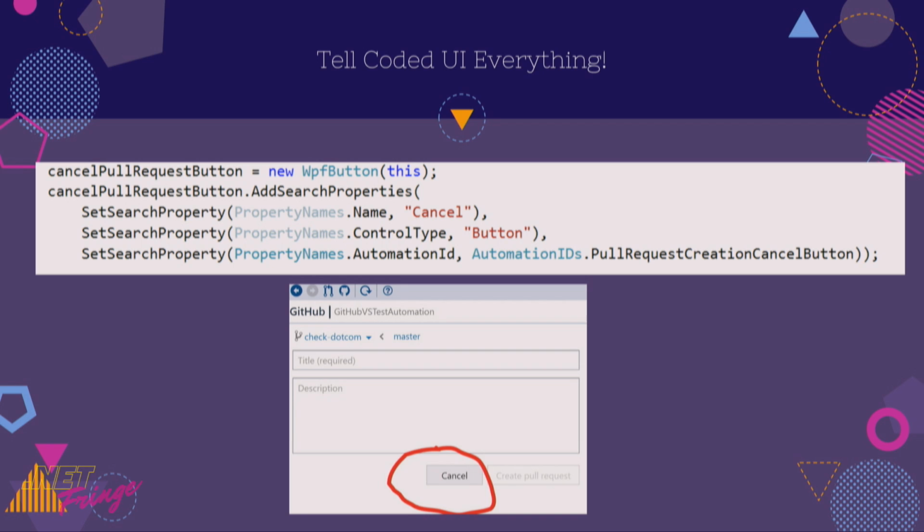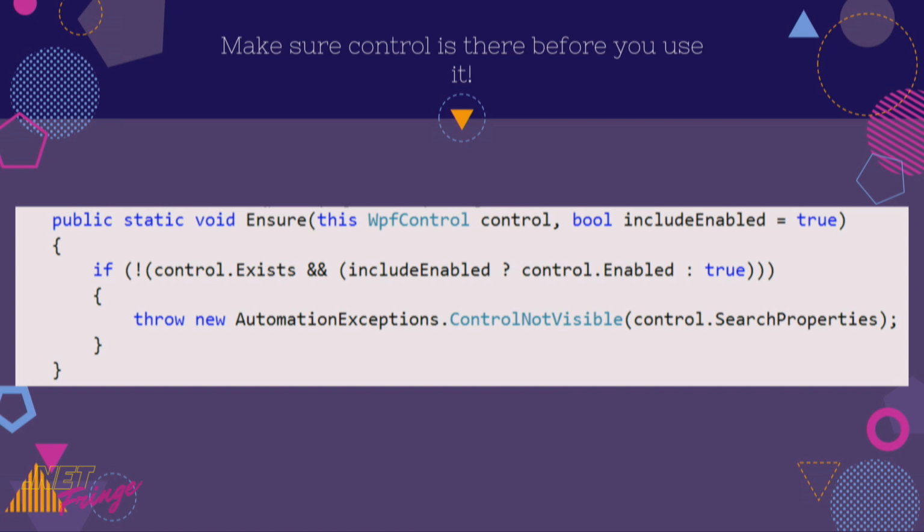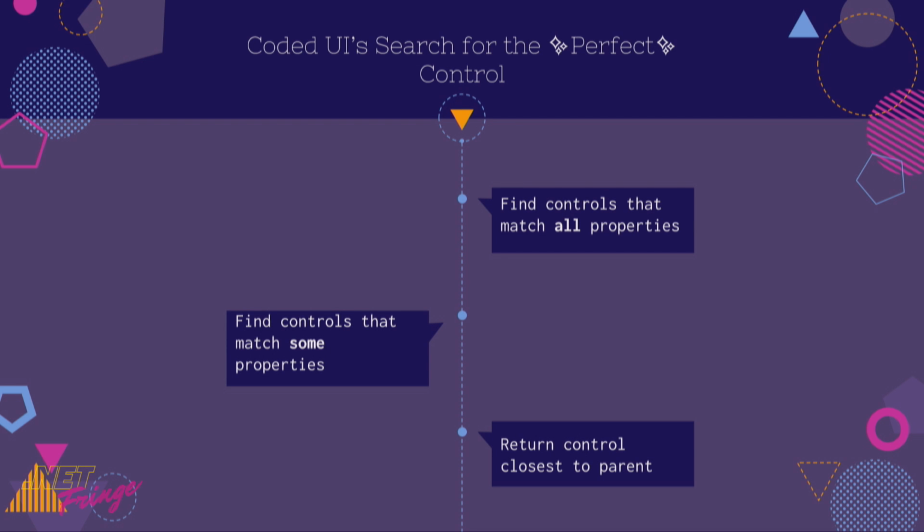So the way that CodeUI searches for these controls is with the breadth first search algorithm, and not to get too into it, but basically with those search properties, CodeUI finds all the controls that match the properties. And if it doesn't find any, it'll find controls that match some of the properties. And if it doesn't find any of that, it'll throw an exception. Now, in the case that it does, it'll return the control that is closest to the parent control.